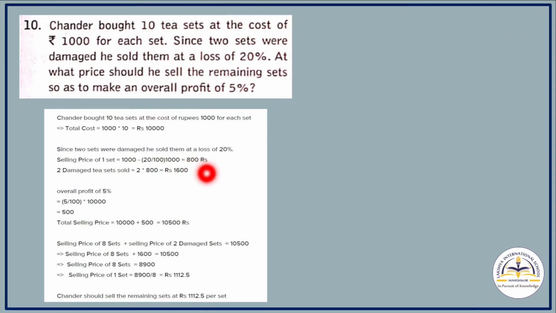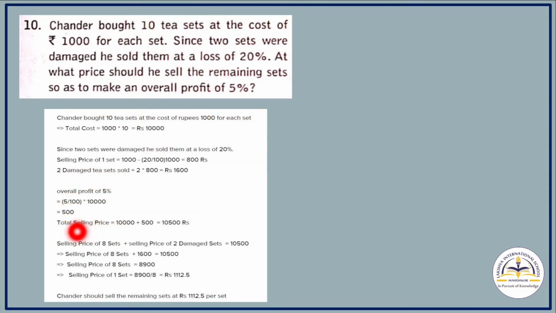So we will get 800 rupees, and then 2 damaged tea sets sold at 2 into 800. This is the 1 set selling price. So 600 will be the 2 damaged tea sets sold. Now overall profit of 5% we have to calculate.